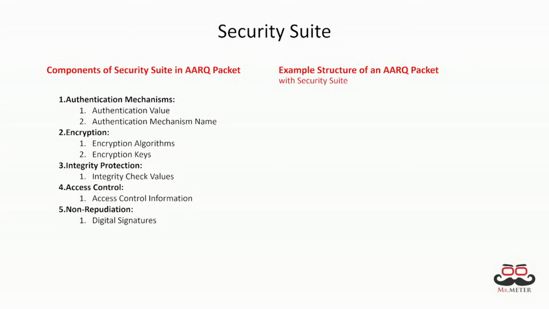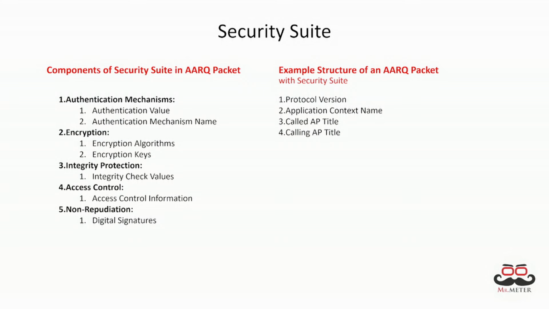For example, let's do an example of the AARQ packet with a security suite. The first part will contain the protocol version that indicates the version of the ACSE protocol. The second part, application context name, specifies the context in which the association is being established. The third part is the called AP title, the address of the entity being called. And the fourth part will be the calling AP title, the address of the entity making the call.